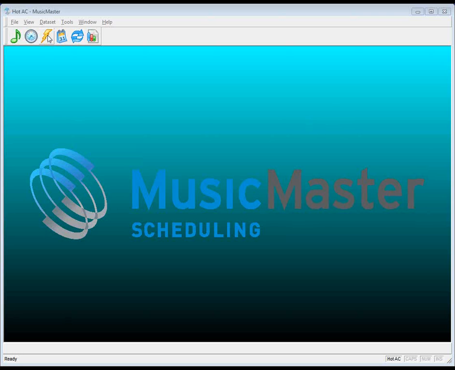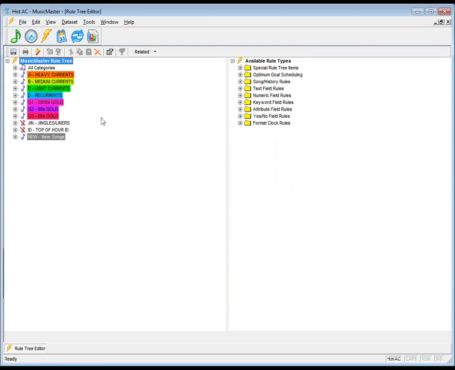For starters, we're going to open up the rule tree. A couple different ways to do that. You can either do the lightning bolt or dataset rule tree. If you're not familiar, real quick, the left side is where you have the rules. The right side is where you find the rules. So for today's example, we're going to open up our categories.